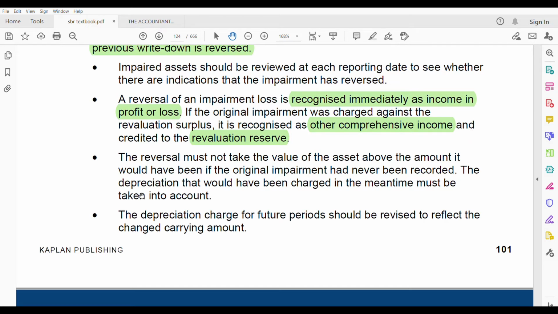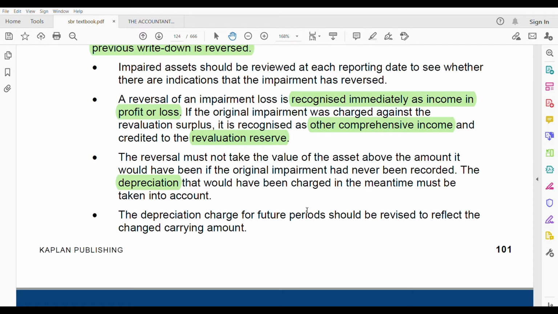So the depreciation that would have been charged in the meantime must be taken into account. Remember, depreciation you didn't take because it was an impairment loss. But the value of the asset went up, in fact. So because the value of the asset went up, depreciation you didn't calculate, now you need to calculate that depreciation. The depreciation charge for the future period should be revised to reflect the changed carrying amount. It should be revised because the carrying amount has been changed.